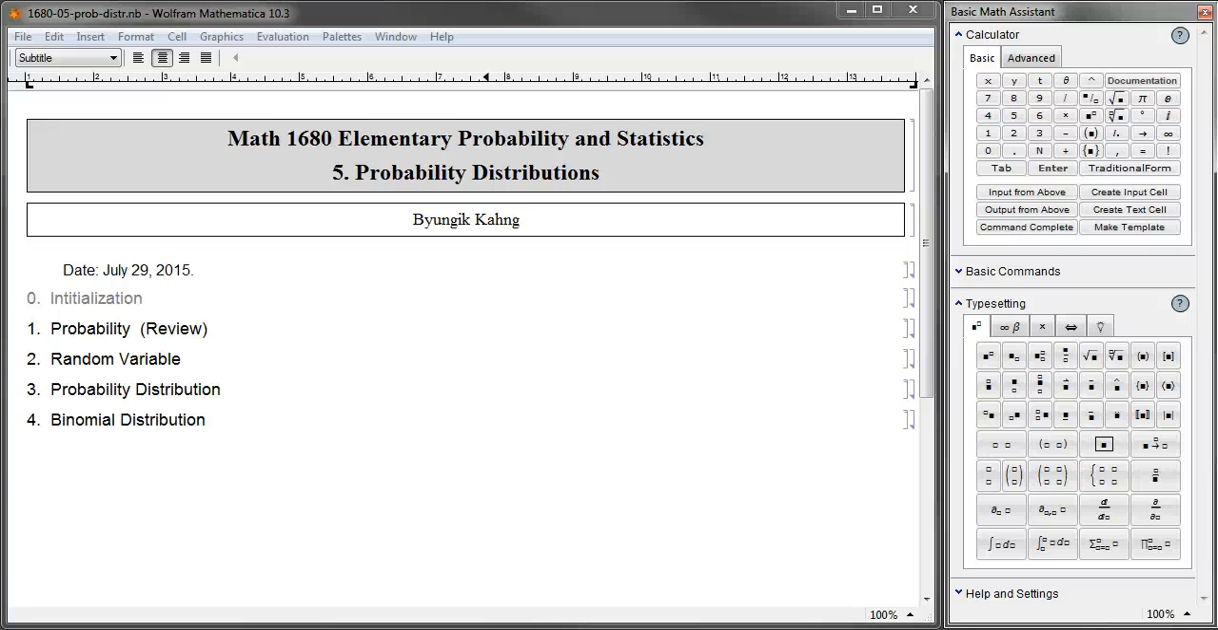Welcome back, students. We are still in 5.2 and let's review the mass function and the distribution function yet again.